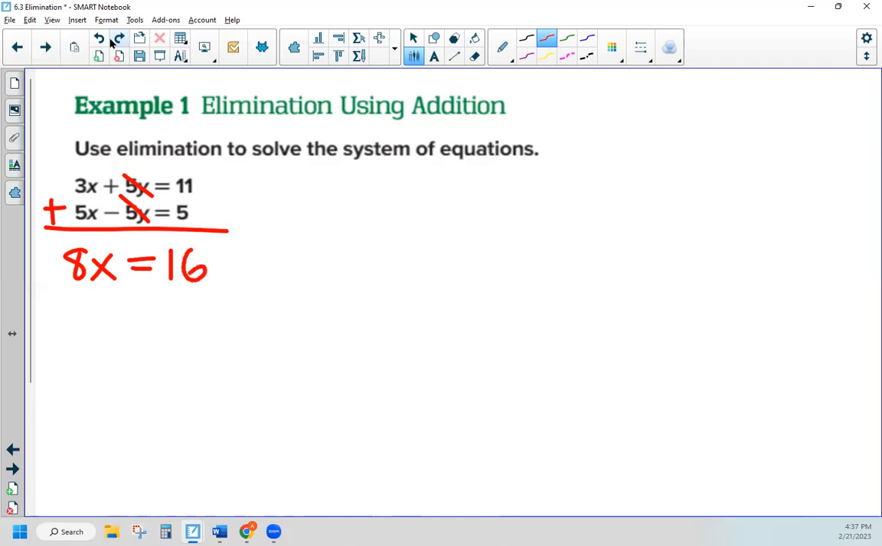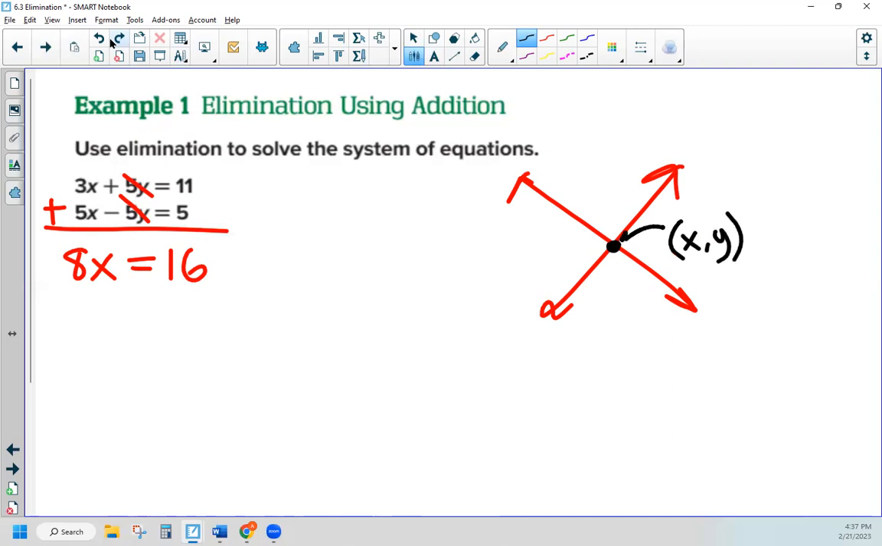What do you think you got to do here? Don't forget the overall goal of this lesson. We have essentially two different lines, and we think that they're intersecting. So therefore, we're looking for that point of intersection. We want to look for that x comma y. And look at what we have here.